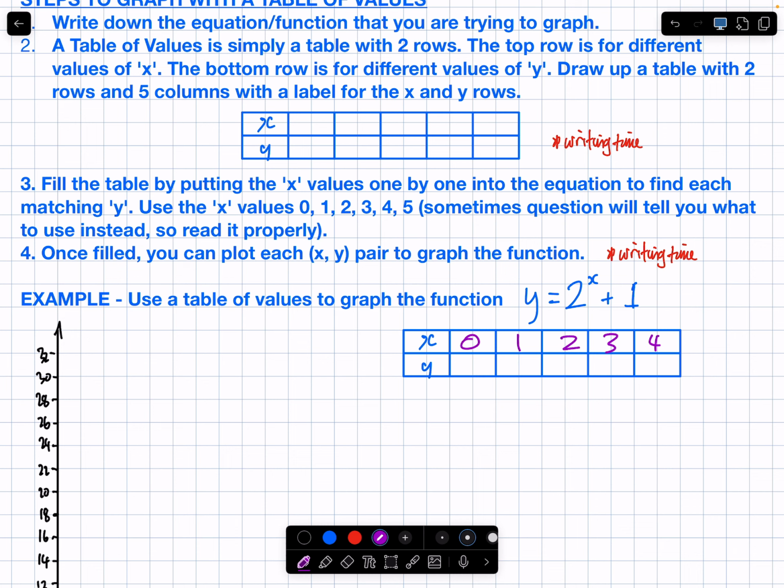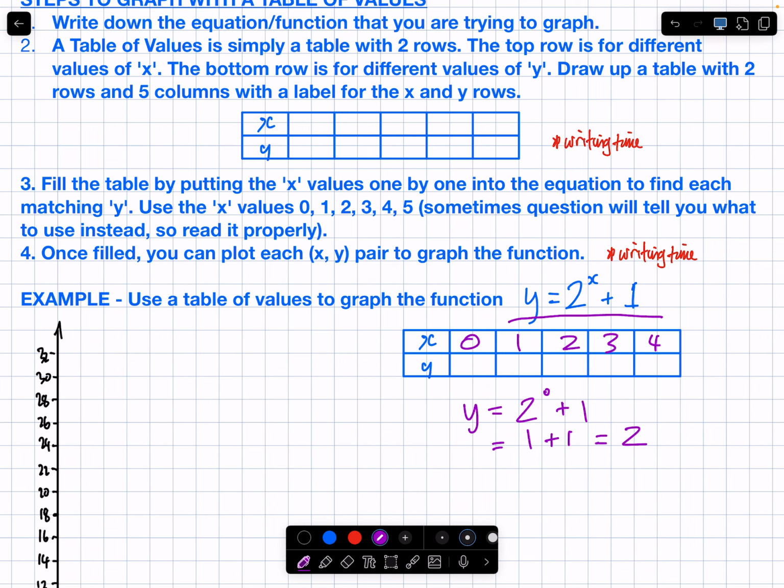Where does the actual math come in? Well, my function is y is equal to 2 to the power of x, plus 1. Do I currently know what y is when x is 0? It's blank right now, so I need to work that out. So I'll use the space underneath. y is equal to 2 to the power of 0 plus 1. What is anything to the power of 0? 1. Well done. 1 plus 1, 2.